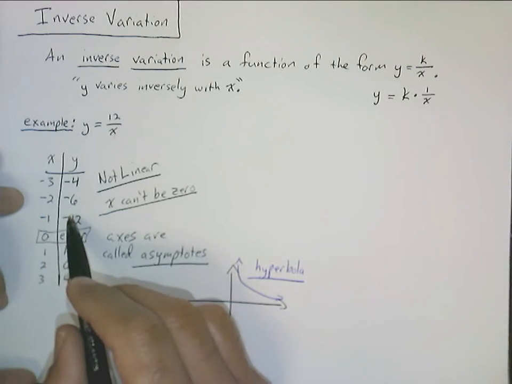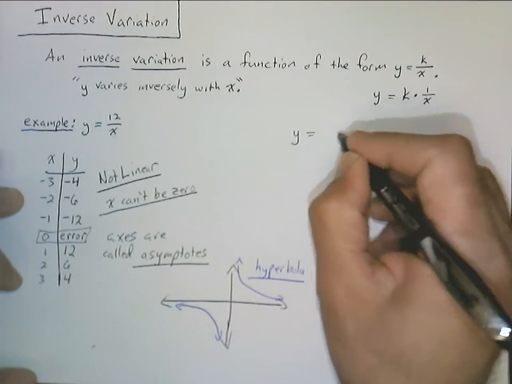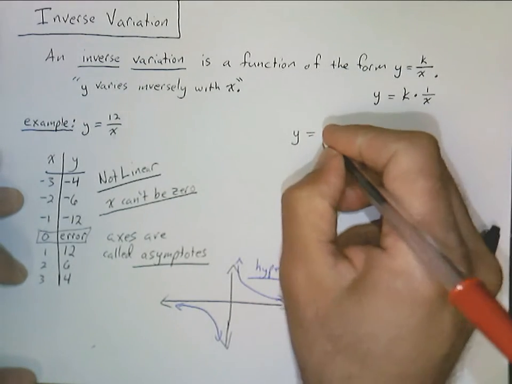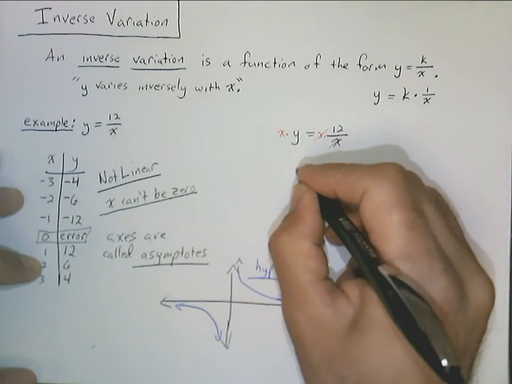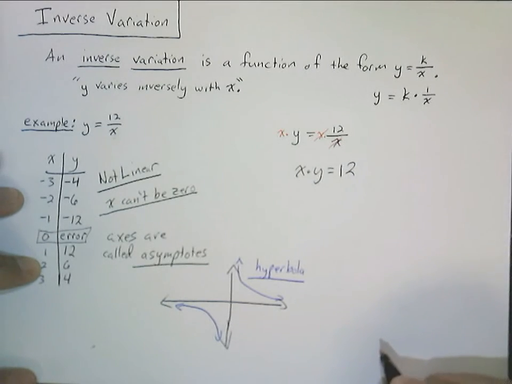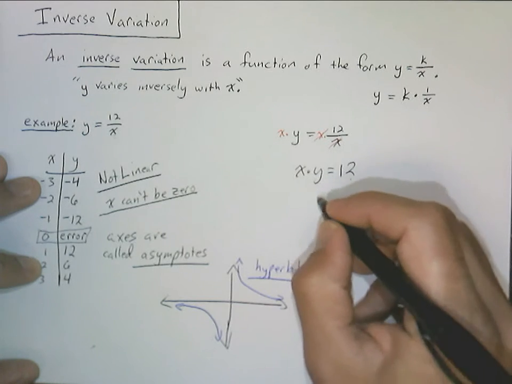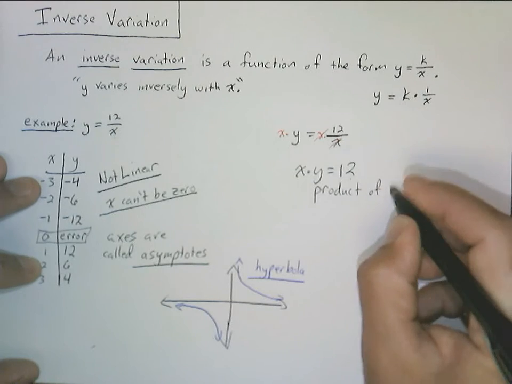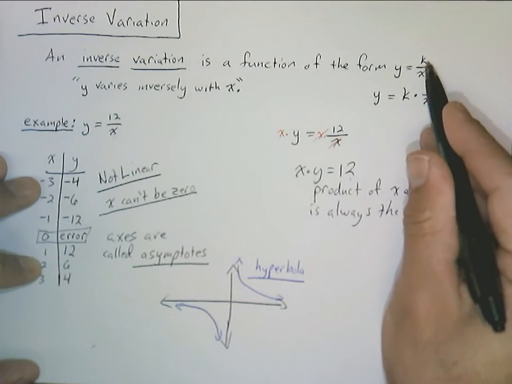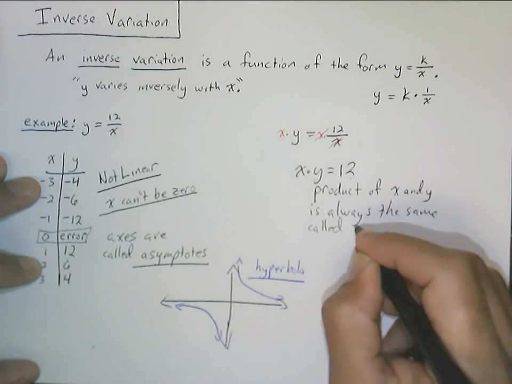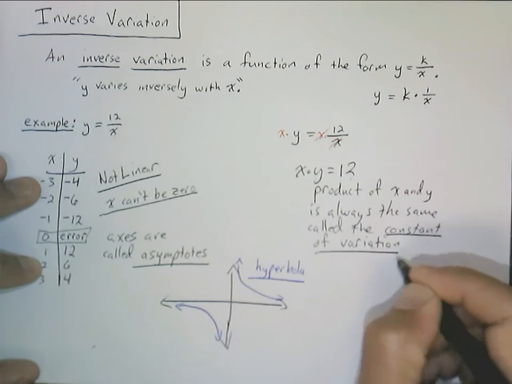Now, how we might identify that something is an inverse variation, not just by the shape of the graph, but even if we just have a table, what we might notice is if we take this equation, y is equal to 12 divided by x, and we multiply both sides by x, well, these x's over here are going to cancel out, and we have x times y is always equal to 12. So now, instead of the ratio of y to x equaling some constant value, now we have the product equaling the constant value. So the product of x and y is always the same. And it's always going to be this number k. And again, we call that the constant of variation. Just like with direct variations.